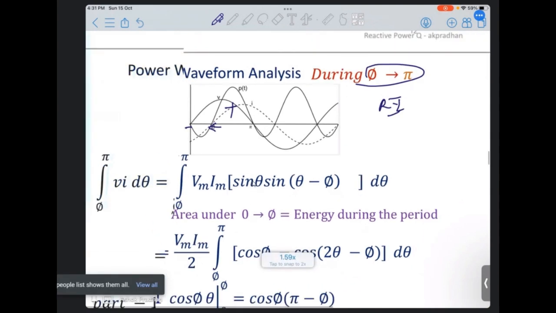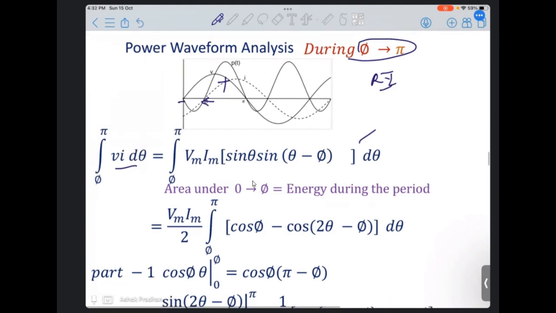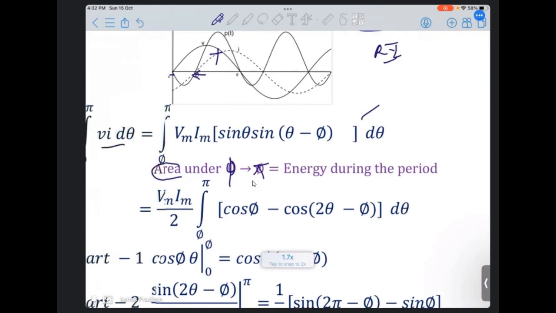So in phi to pi, what we say here becomes equal to Vi d theta, and this becomes equal to Vm Im, the same kind of equations we write in general. So we are now looking at the corresponding area under phi to pi. So the energy during this period. Area means energy, and the individual point p(t) is nothing but instantaneous power, in volt-ampere. Average power is in watt, and reactive power is in var. So here we are talking about the energy because it is the integration of p(t) over a period of time.